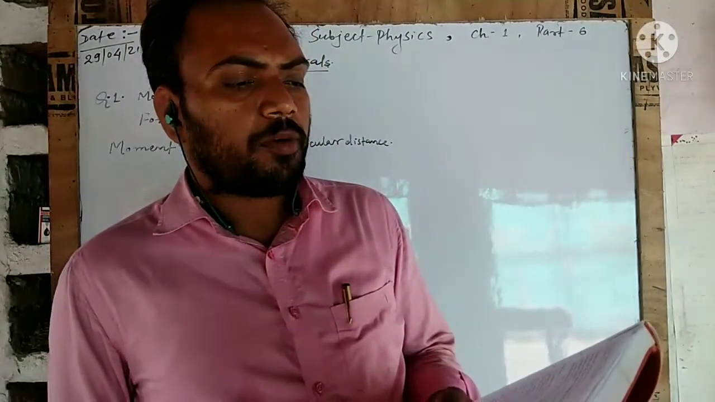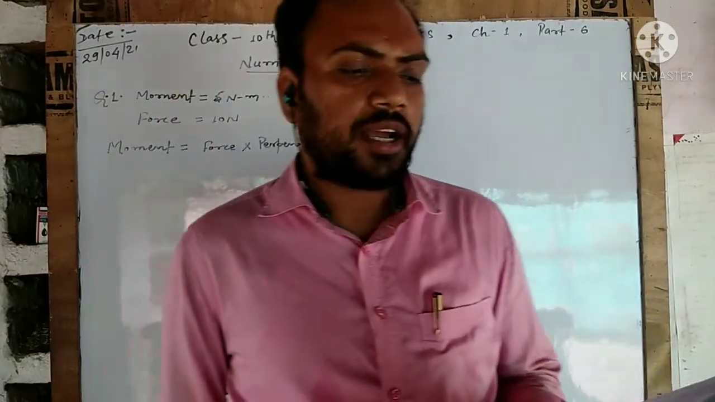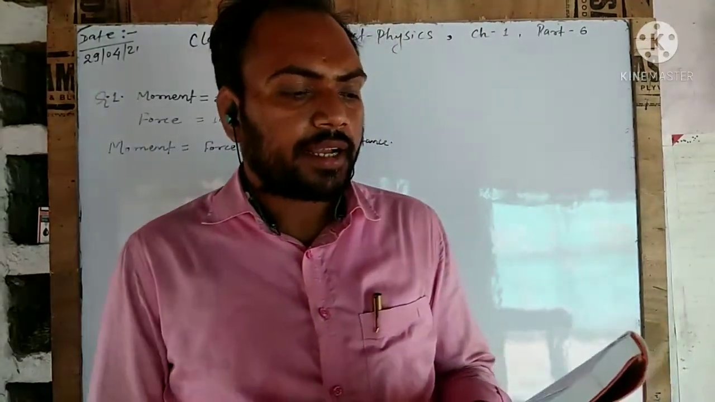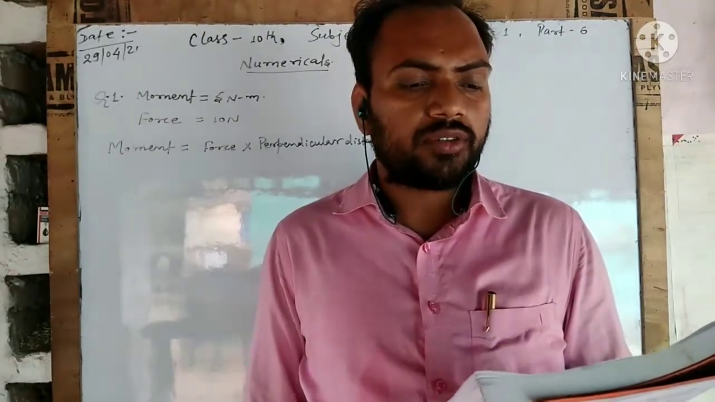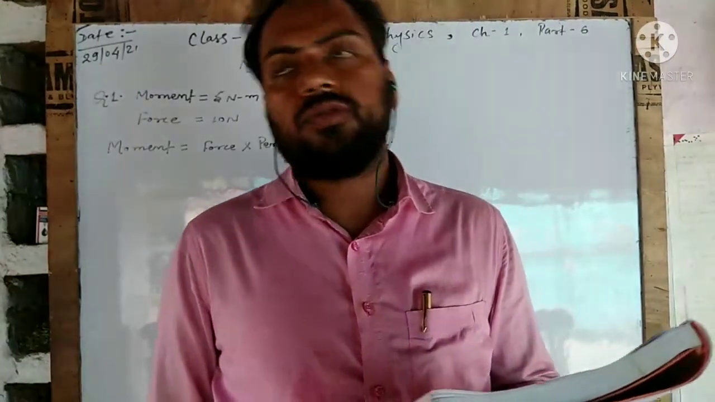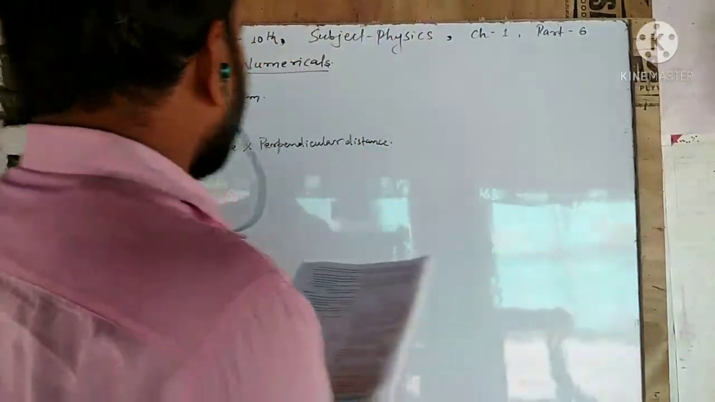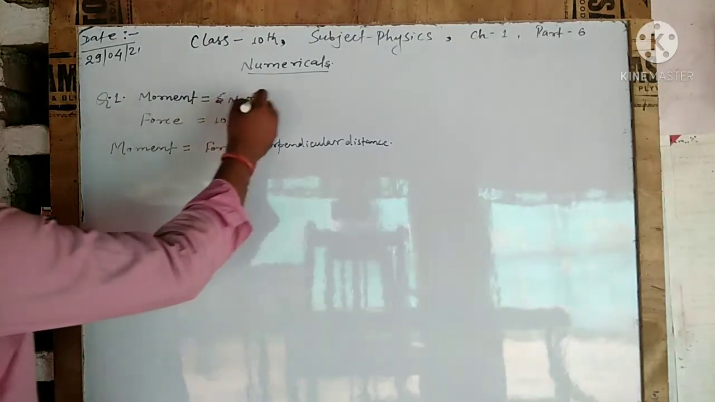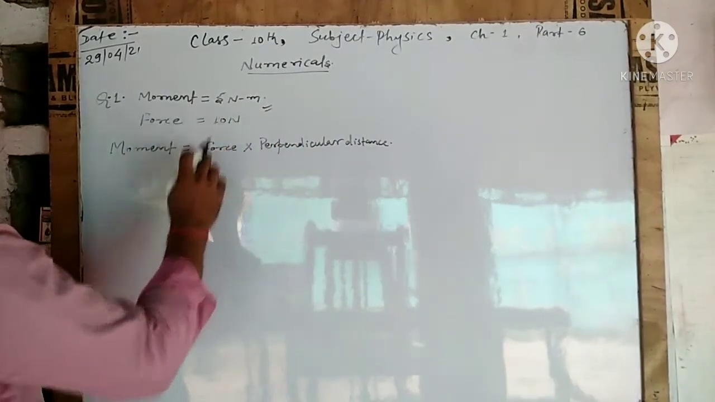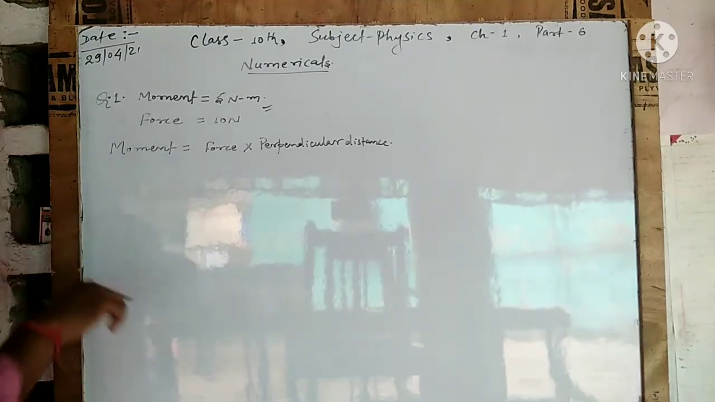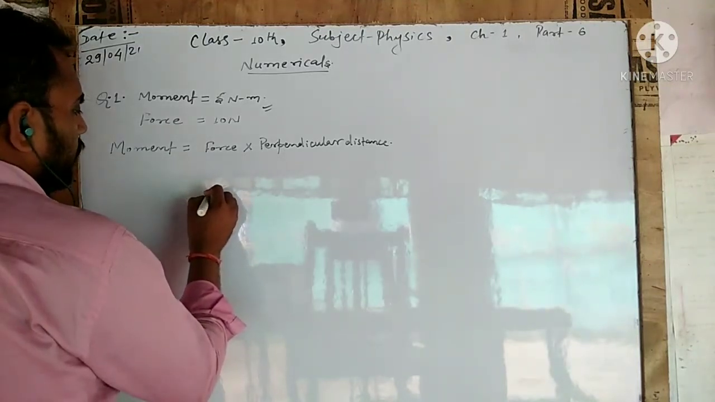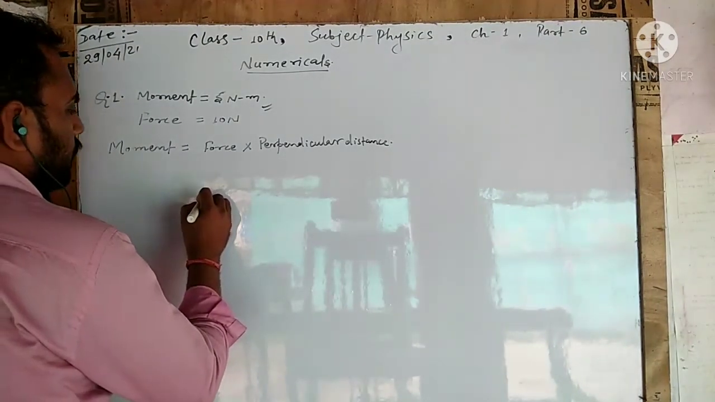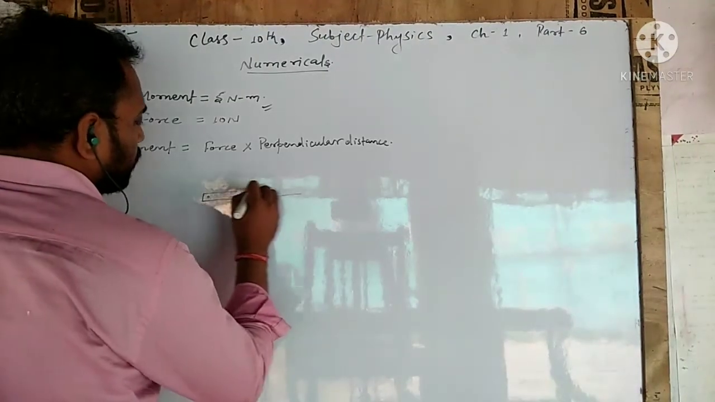The moment of a force of 10 Newton about a fixed point O is 5 Newton meter. Calculate the distance of the point O from the line of action of the force. Here it has been given that the moment is 5 Newton meter while the force is 10 Newton. Of course, there is a point, and that point is called the fixed point or rotational axis point.